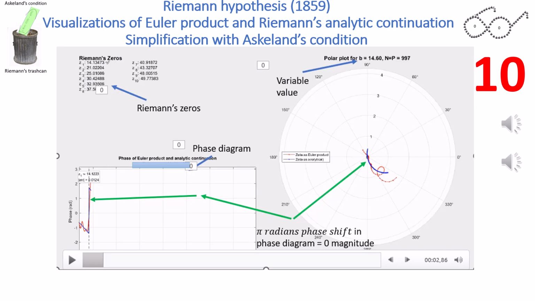A complex valued function will also have the pi radian phase shifts as the function passes 0. But the start phase can be any angle. This is Riemann's first zero at 14.13. You can see the phase shift of pi radians in the phase plot. In this plot, the phase shift goes from 300 degrees to 120 degrees.